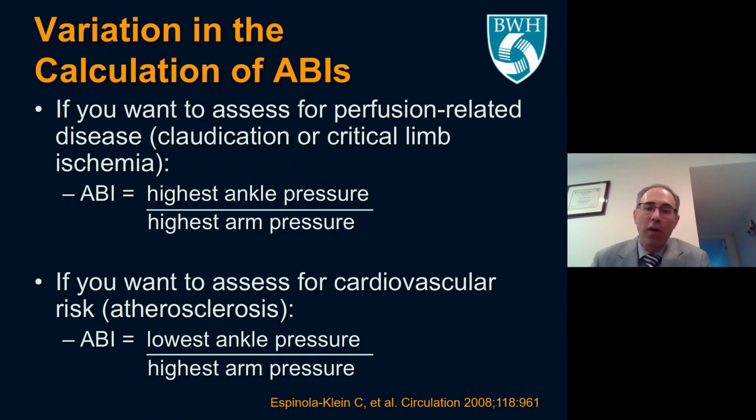Why? Because like I said, perfusion is going to be only as bad as the best number you get. Now, if you want to assess for cardiovascular risk and you want to be very sensitive, then you're going to take the worst number that you get from that limb. So if it's the posterior tibial, that's the lowest pressure, you're going to use that one. And that's going to give you the best sensitivity for answering the question, yes, there's peripheral artery disease, and yes, they have atherosclerosis and an increased cardiovascular risk.